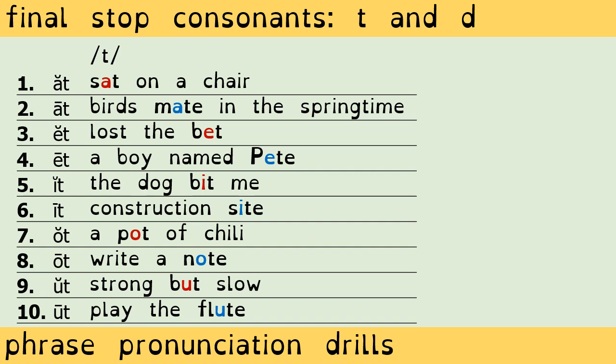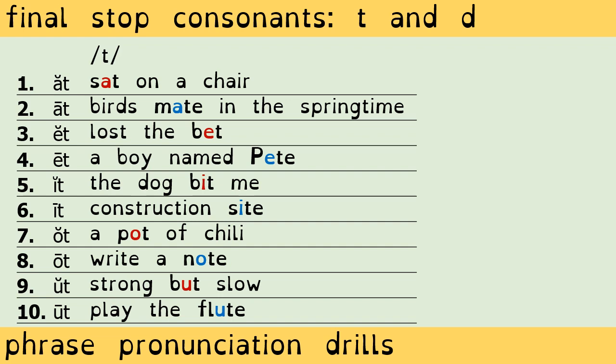1. At, sat on a chair. 2. Ate, birds mate in the springtime. 3. Et, lost the bet. 4. Eat, a boy named Pete. 5. It, the dog bit me. 6. Ite, construction site.